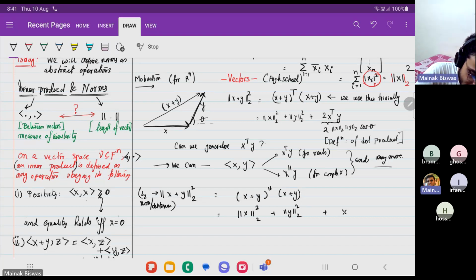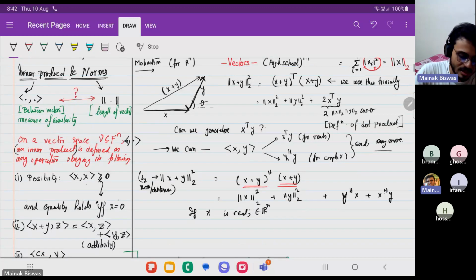Plus y Hermitian x plus x Hermitian y, right? You'll get something like this, correct? Yes or no? I'm just breaking this up into these terms. So if x was real, I'm just trying to relate with your school days. If x is real or belongs to Rn, then what will happen?